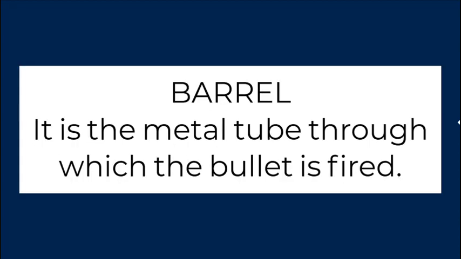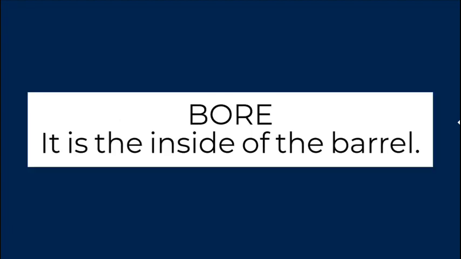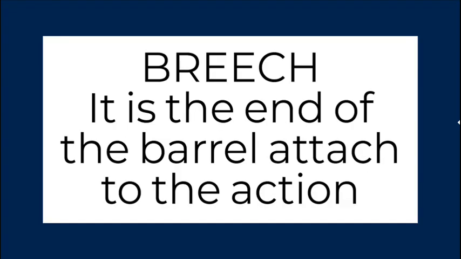2. Barrel. It is the metal tube through which the bullet is fired. 3. Black powder. It is the old form of gunpowder invented over 1,000 years ago and consisting of nitrate, charcoal, and sulfur. 4. Bore. It is the inside of the barrel. 5. Breech. It is the end of the barrel attached to the action.